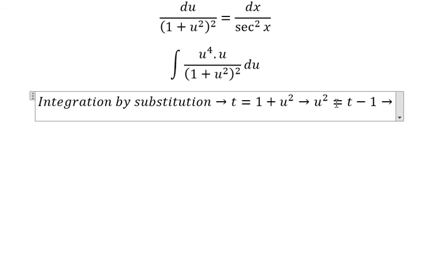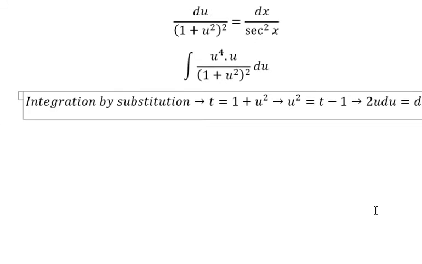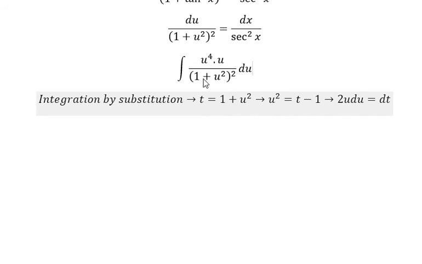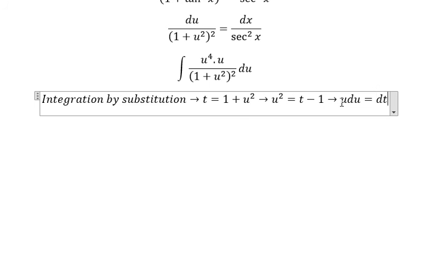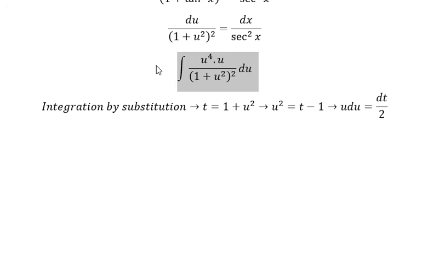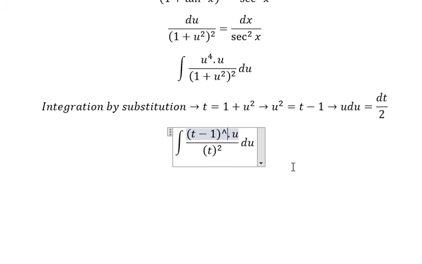Later, we do first the derivative on both sides. Because we don't have number 2 in here, we divide both sides with number 2. So this one we change for t, u to the power of 4 we change for t minus 1 to the power of 2, u du we change for dt over 2.